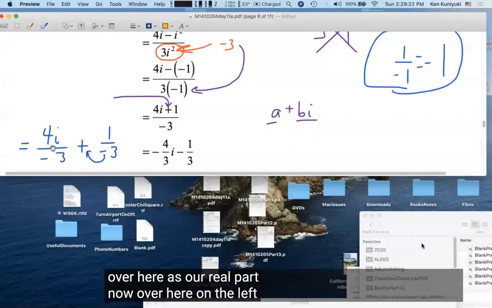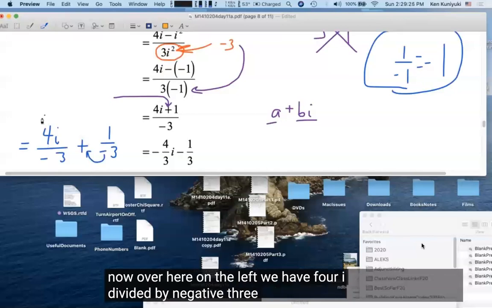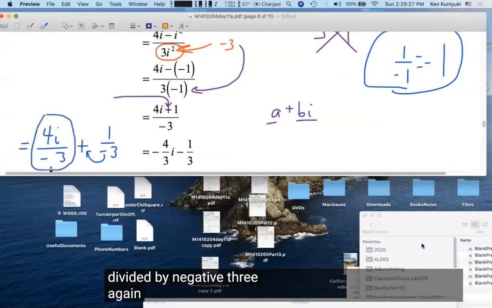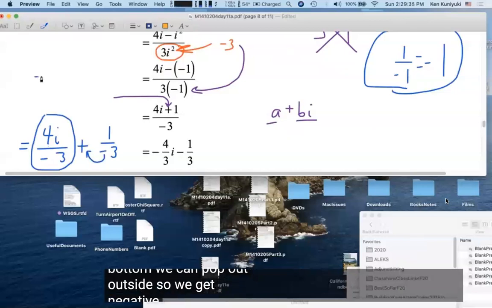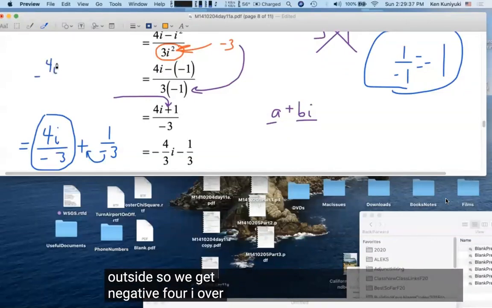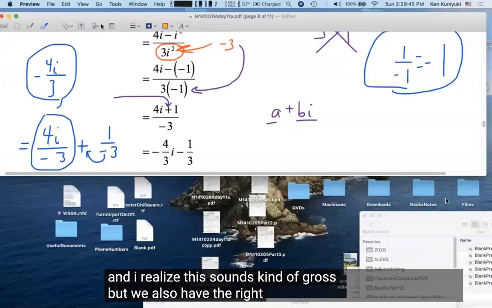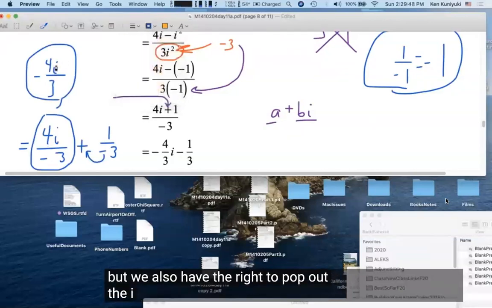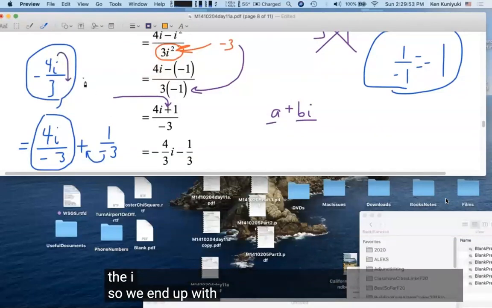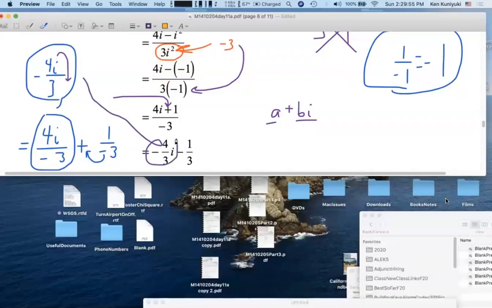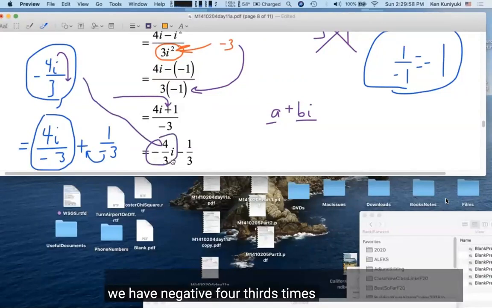Now over here on the left, we have 4i divided by -3. Again, the -1 factor on the bottom, we can pop out outside. So we get -4i over 3. And I realize this sounds kind of gross, but we also have the right to pop out the i. i is a factor of the top. We can pop out the i. So we end up with, over here, -4/3 times i.